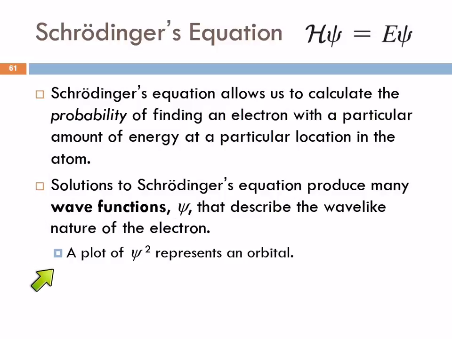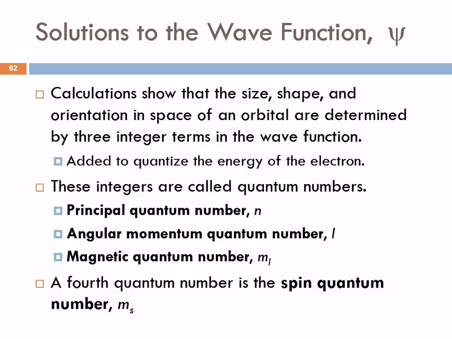But they're wave functions. And if we plot that wave function squared, we can get a representation of the shape of an orbital. The calculations are going to show that the size, the shape, and the orientation in space of the orbital are determined by 3 integers, 3 whole numbers that are in that wave function. Those numbers were put into the wave function to quantize the energy of the electron, because we know from the emission spectra of different atoms that the electrons can only have particular energies within the atom. And so the wave function, in order to describe the atom, must also have particular levels of energy. So those integers are called quantum numbers.